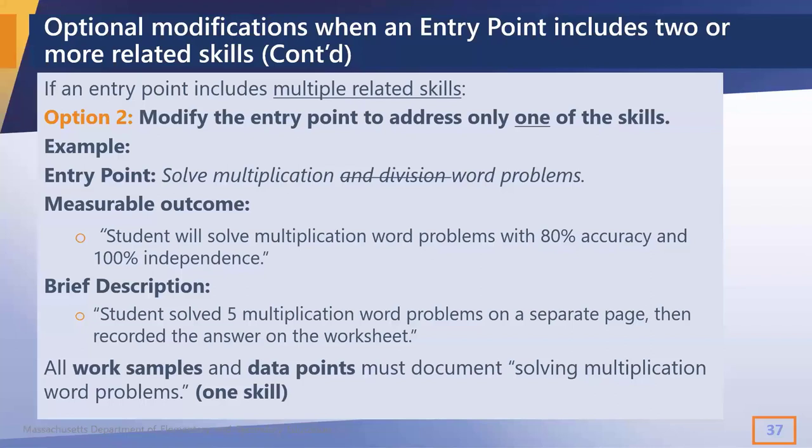Student solved 5 multiplication word problems on a separate page, then recorded the answer on the worksheet. So we've changed it from 2 skills to 1 skill. My measurable outcome has 1 skill. All my work samples, all my data points are solving multiplication word problems, 1 skill. That's how it's reflected. Now I'm going to turn it over to Kevin while you absorb that, and he's going to show us a little bit more on the forms and graphs.